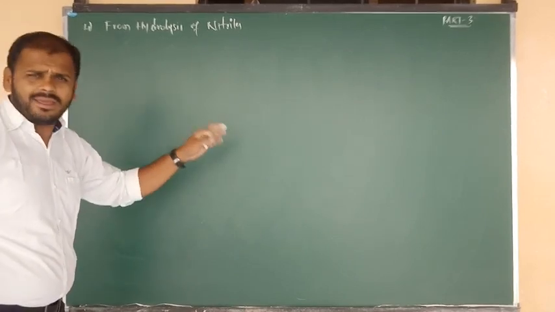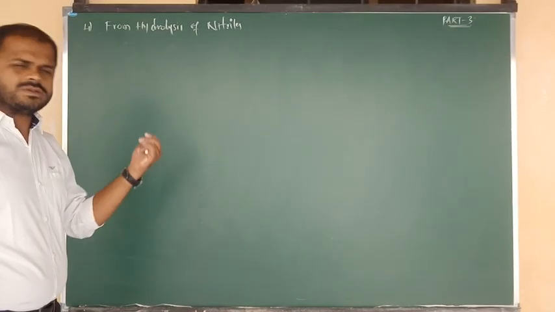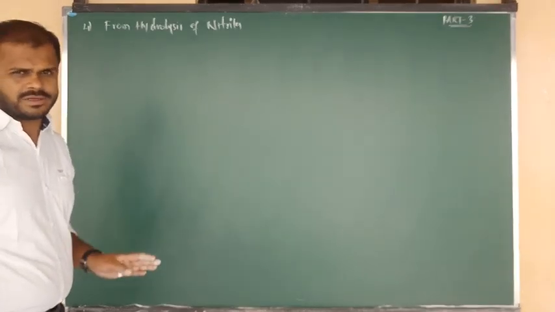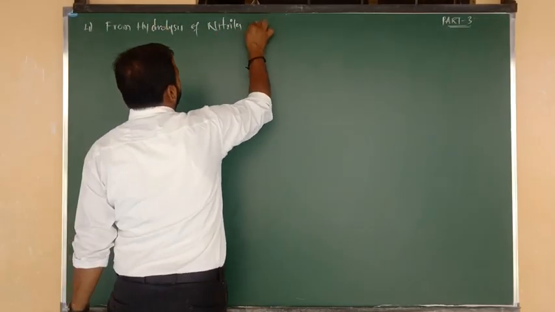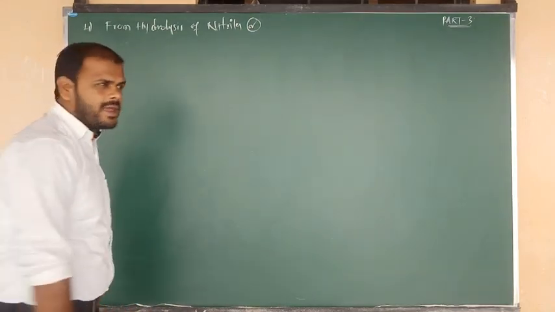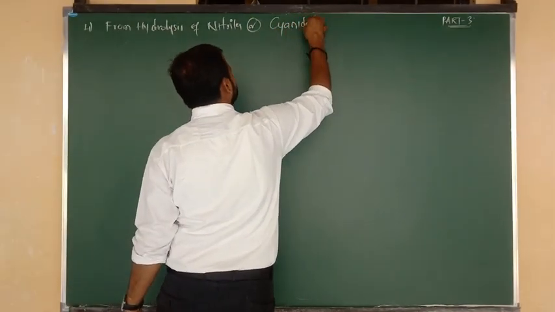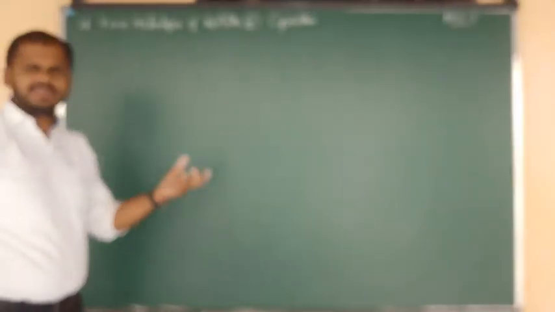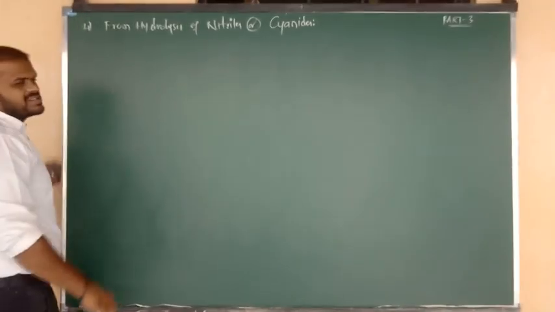I am not teaching any objective reaction. All of them are important for theory. Of course, automatically they are important for objective also, but the main focus is the theory point of view. Ready? So from hydrolysis of nitriles, what is the other name of nitrile? Nitriles are nothing but cyanides. Cyanide is the common name and nitrile is the IUPAC name.